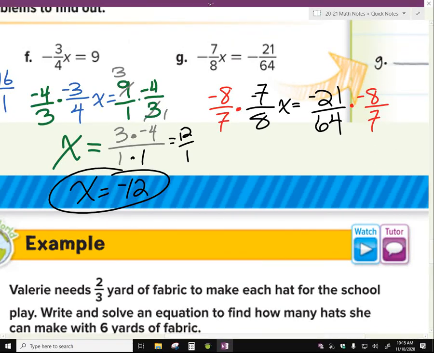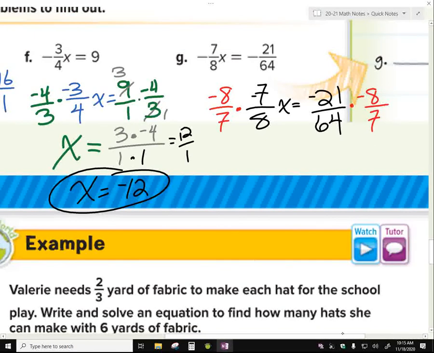Oop, not that one, that's too thick. I have a common factor here of 7 and 7. 7 goes into 7 one time. 7 goes into negative 21 negative 3 times. I also have a common factor here. Negative 8 goes into negative 8. Sorry, negative 8 goes into 8 negative 1 times. 8 goes into 64 8 times.